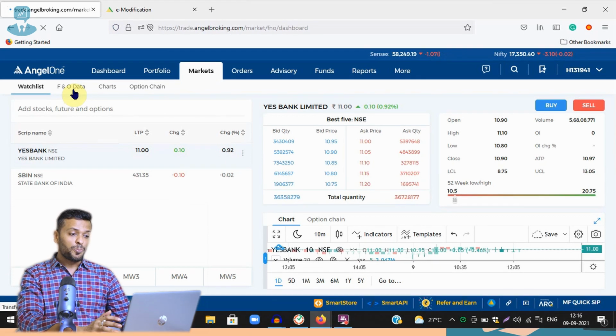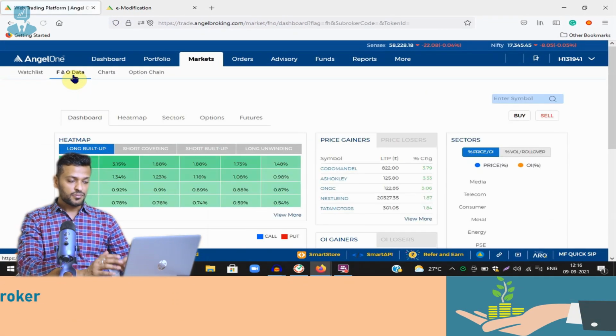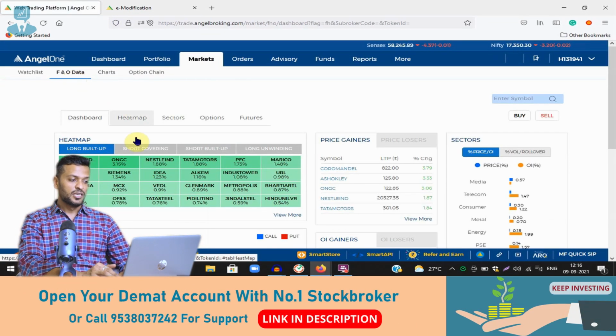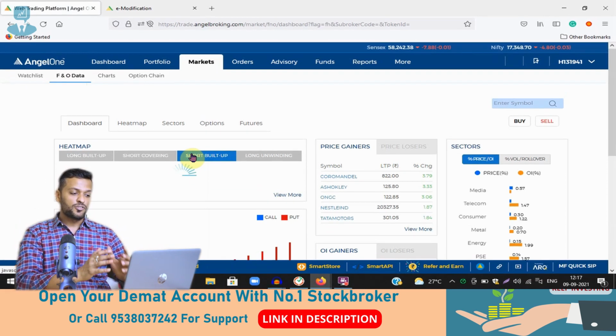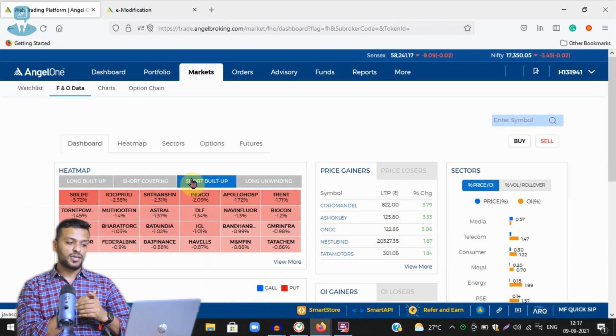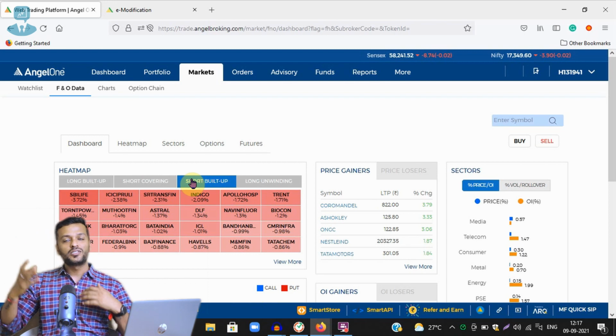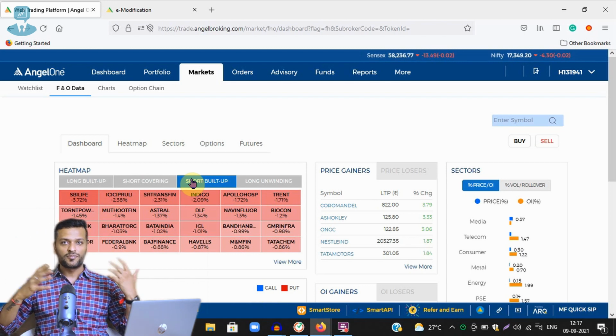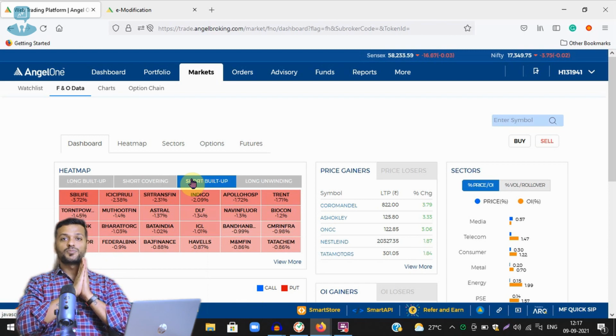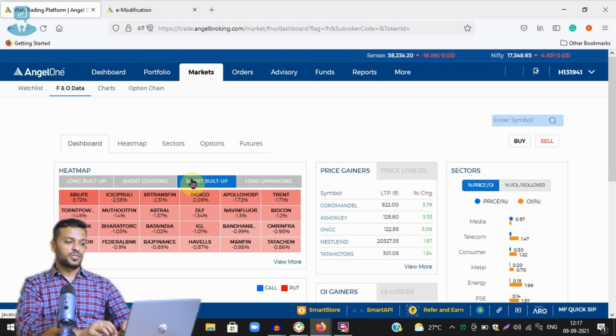You have futures and options data available here for each and every kind of share: which stock is having a long build-up, which share is having short covering in the market, which shares are having short build-up in the market. Each and every data can be seen here. So you don't have to go to different places to see what the futures and options data is, what the derivative data is, what the data of commodities is. Everything has been designed here. Every data can be seen here.